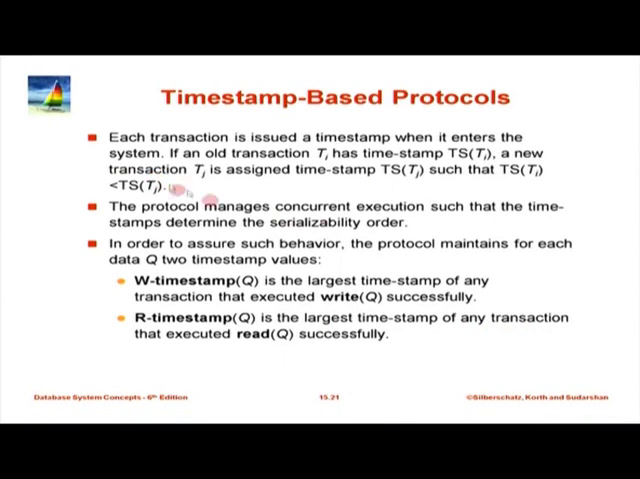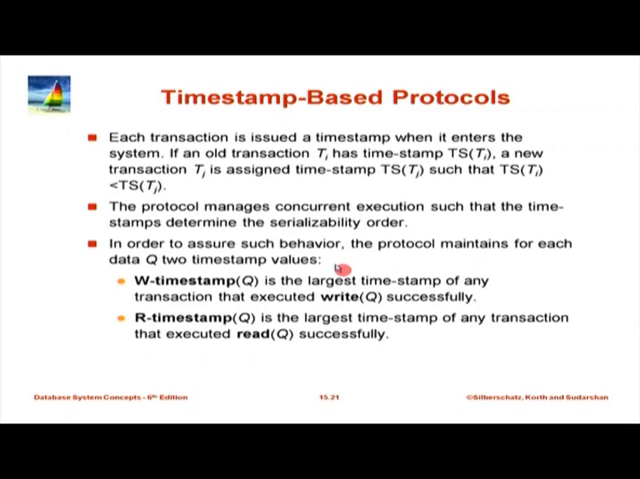Now, the following things happen. The idea is that transactions should be serialized by whatever timestamp they were assigned, the times when they entered the system. So each transaction has a timestamp. We denote it by TS of Ti or TS of Tj for transactions Ti and Tj. So if a transaction came first, its timestamp will be less than the timestamp for a transaction that came later.